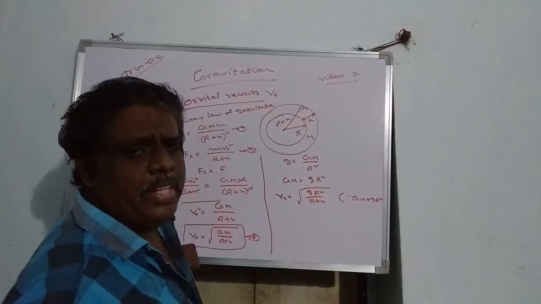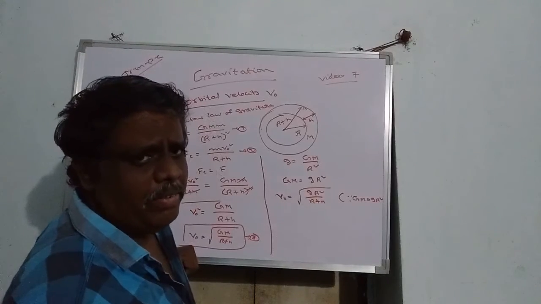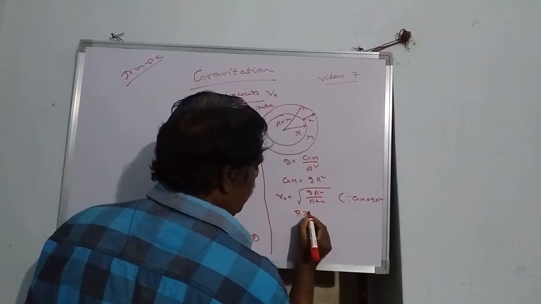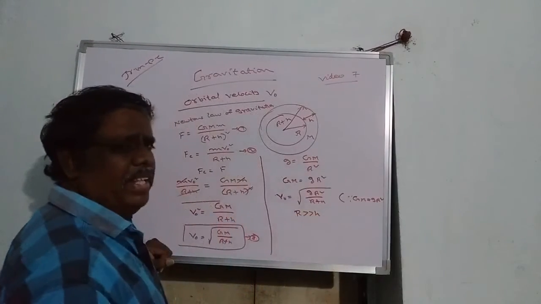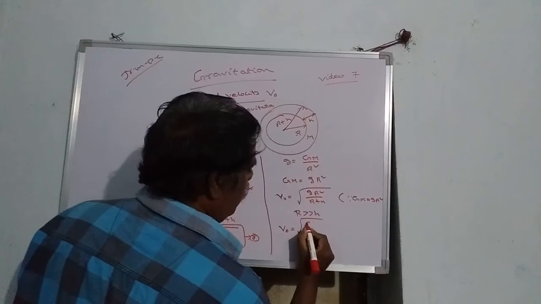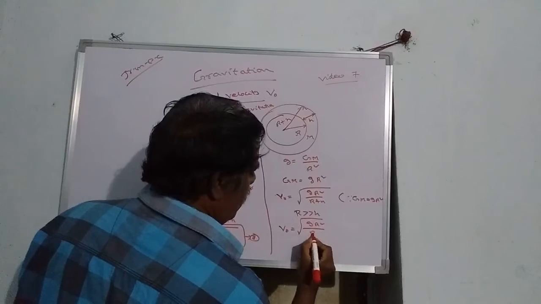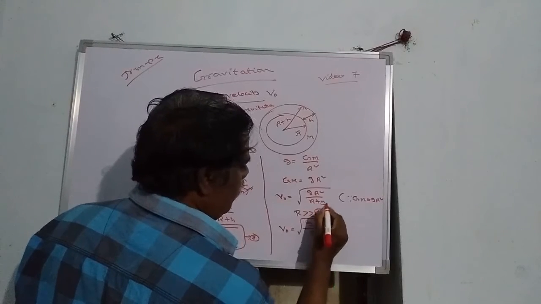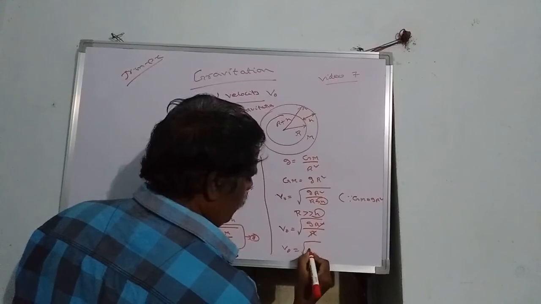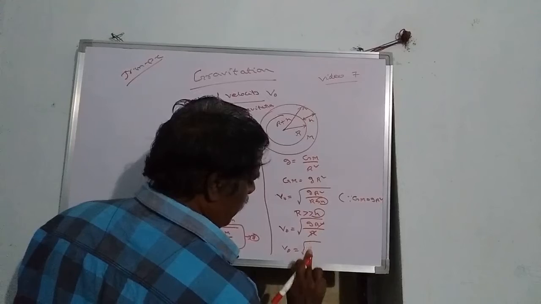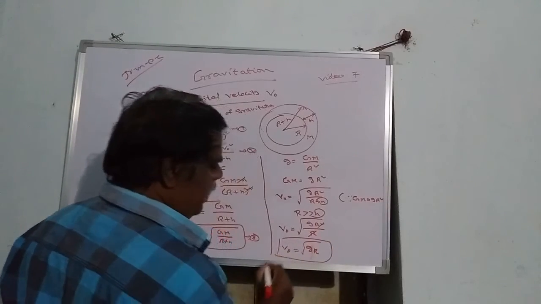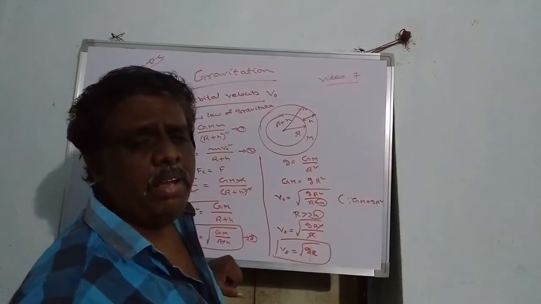But while comparing with the radius of the Earth, the height of the satellite will be very, very small. Therefore, while comparing with the radius, height will be negligible. Therefore, v naught will be equal to root over g r square by r. Neglect the h. Then r will cancel. Therefore, v naught equals root over g r. This is the equation for orbital velocity.